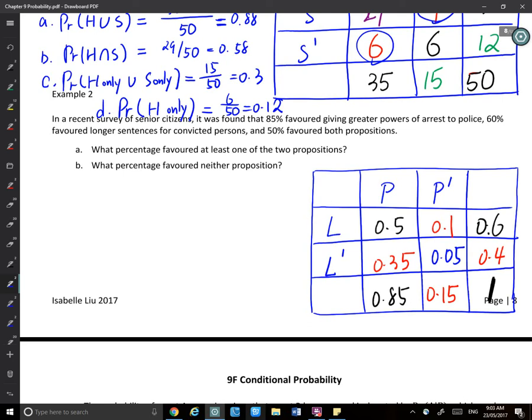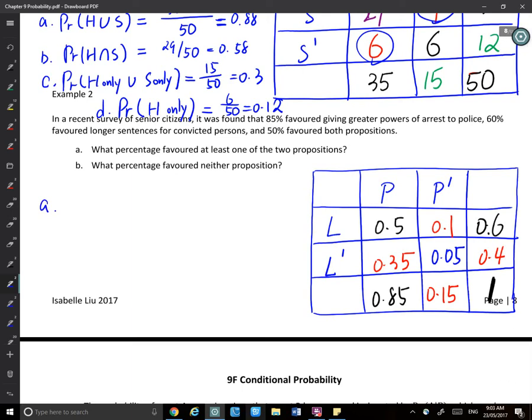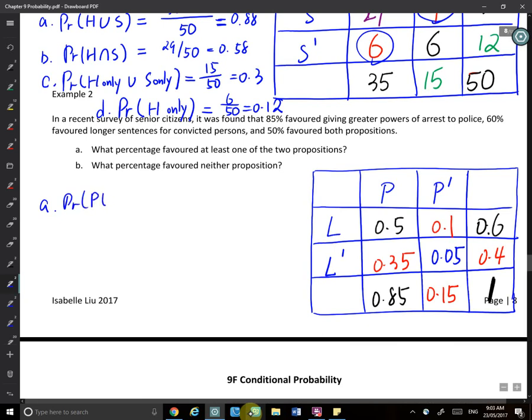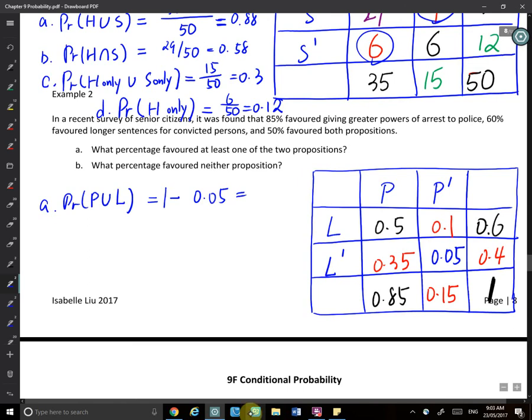For A, what percentage favor at least one of those two? At least one of those two is asking the probability of the union set. Then it's just 1 minus 0.05. So 0.95 will be the union. So just exclude the intersection, the L dash intersects P dash bit.